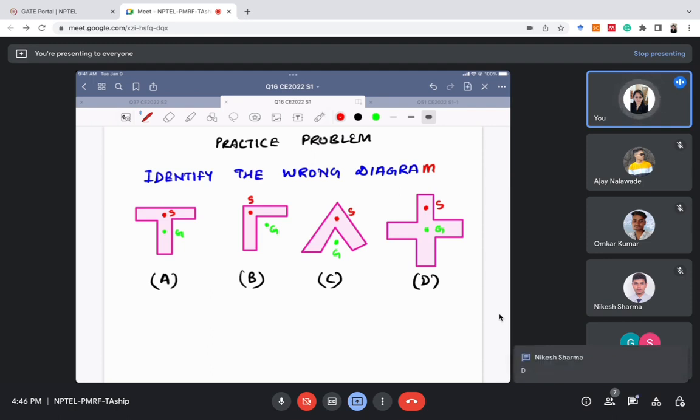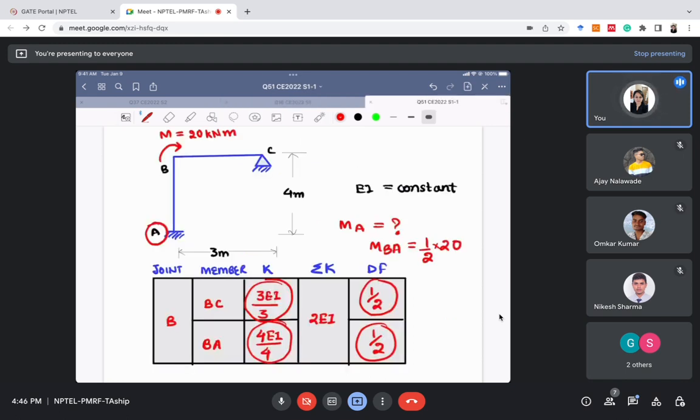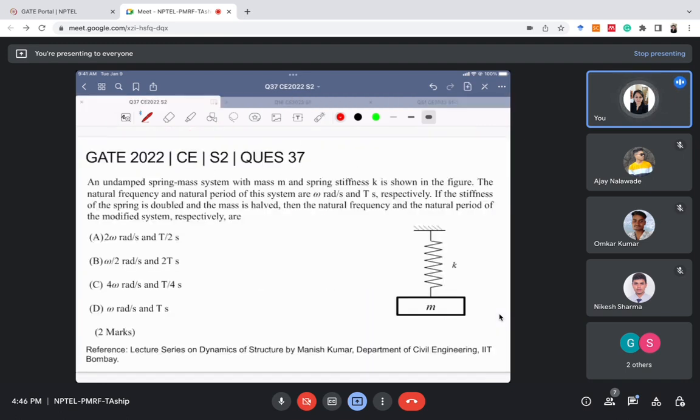CG is given to you. I hope the point is clear to you now. The diagram D is wrong. Why is D wrong? Because it's a case of two narrow rectangles intersecting, and the shear center should lie at point G only, not here. So this is the wrong option. This kind of problem related to this concept can be given to you. Now, two problems we have already discussed. Let's discuss one more problem.